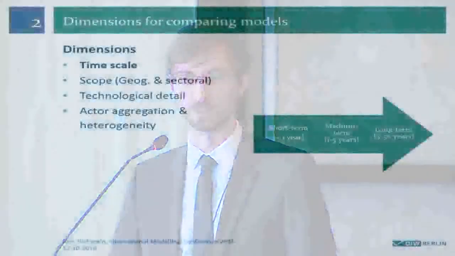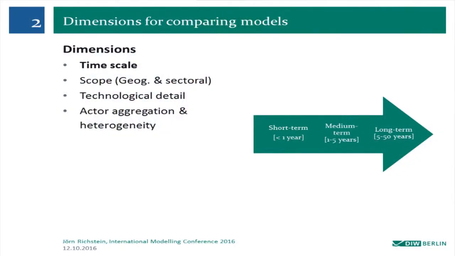I'm going to compare different model types across different dimensions. The first dimension definitely is the time scale. You could have a look at more short-term aspects of carbon markets, let's say within a year. You could even go further down to, let's say, intraday trading, but for policy analysis, I think aspects of around a year may be relevant. Then you have medium-term models and of course also long-term transitional models that go up to 50 years in time.